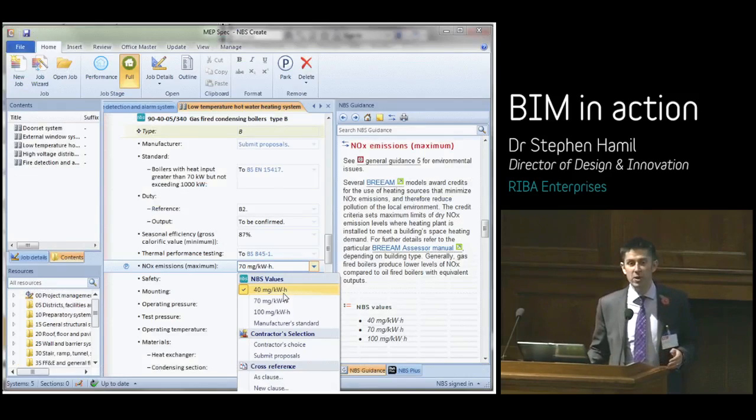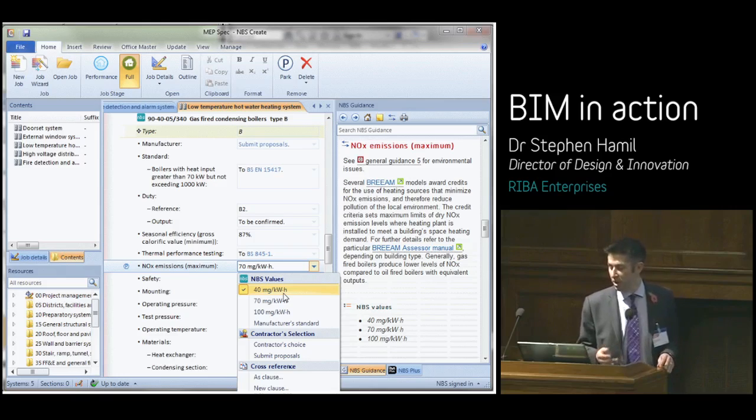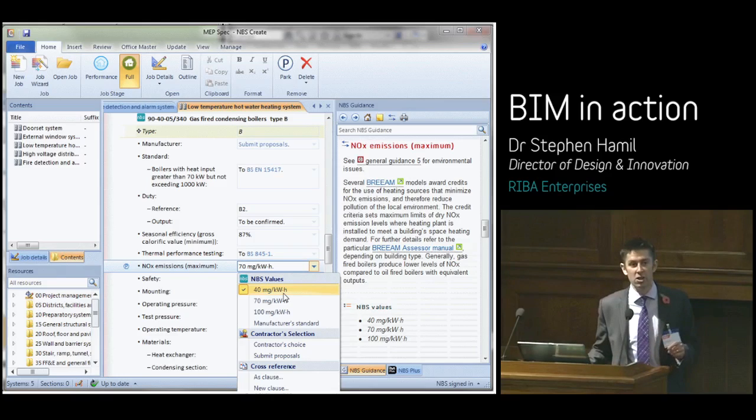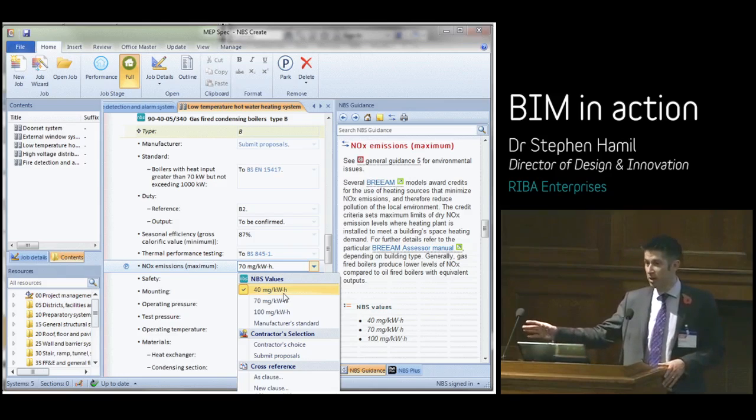Over in the specification, this is probably where you want to make those decisions. So what are the NOx emissions? You read the technical guidance, read about the BREEAM Assessor's Manual, and you want to drop 70 milligrams down to 40 milligrams. You make that change in the specification. Now you've got a problem because that's incorrect with what's in the design model. And that's always been the case if you were doing a drawing on a drawing board and a spec on a typewriter, but you've never had help before.